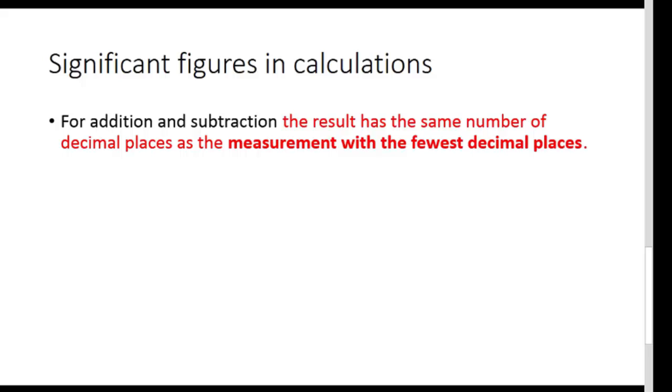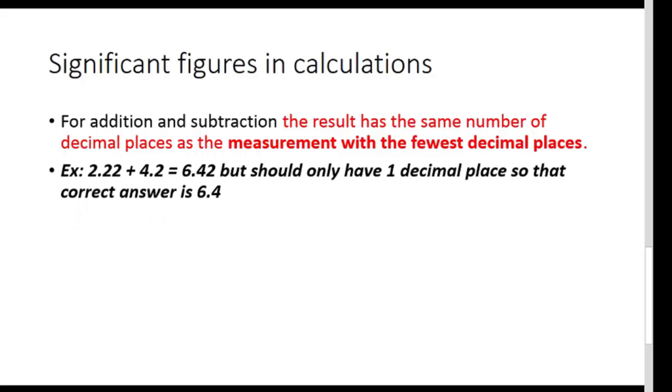Now we will speak on significant figures in calculations. For addition and subtraction, the result has the same number of decimal places as the measurement with the fewest decimal places. The key phrase in there is measurement with the fewest decimal places. For example, 2.22 plus 4.2 equals 6.42. But since the lowest number of decimal places is in the number 4.2, then our answer should also only have one decimal place. So the correct answer would be 6.4.